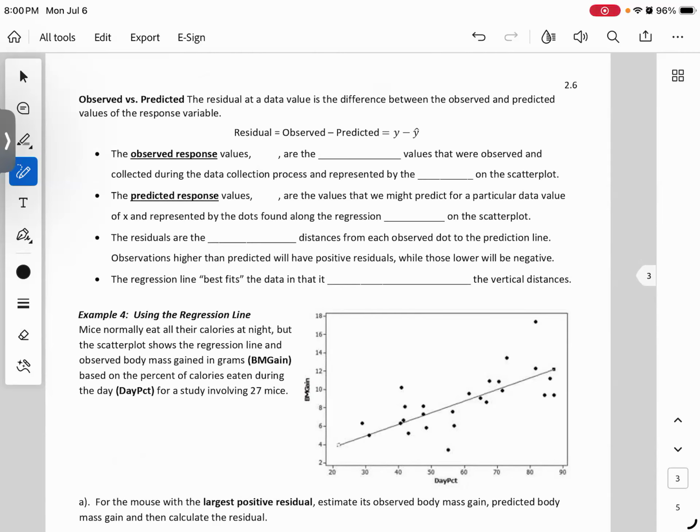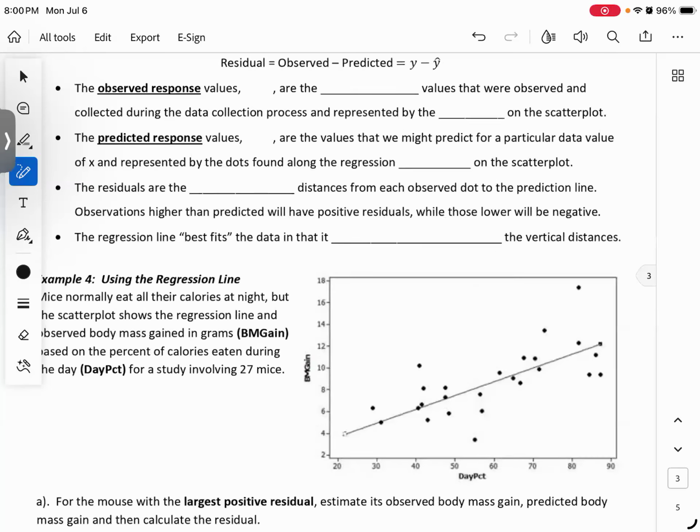I do have just one more thing to be aware of, which is residuals. We're not going to be focusing on every single residual that exists within a scatter plot. We're just mainly going to be calculating one or two residuals. Now, first of all, what is a residual?